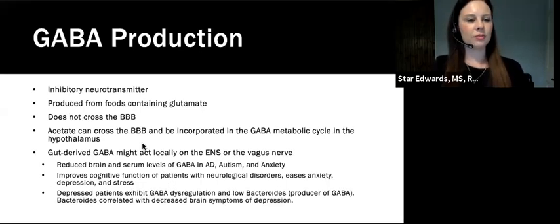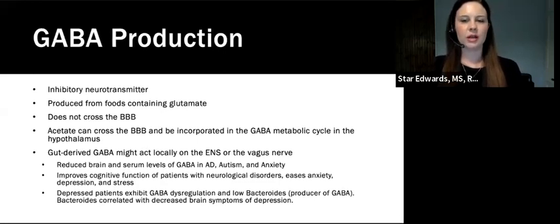And they find that depressed patients exhibit GABA dysregulation. They also have low Bacteroides, which is a producer of GABA. And Bacteroides correlates with decreased brain symptoms of depression. So even though GABA from the gut does not cross the blood-brain barrier, it does seem that GABA production in the gut impacts neurological symptoms.